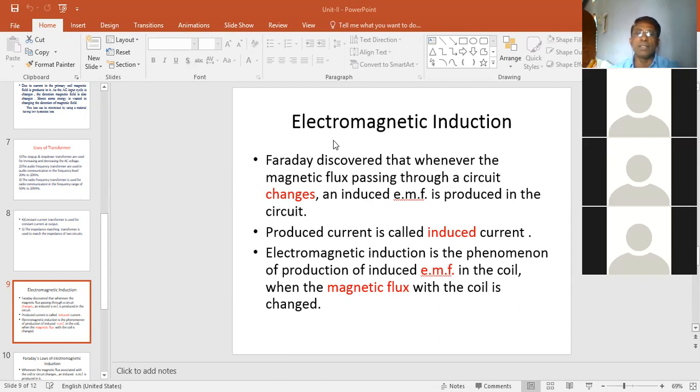And therefore you can define electromagnetic induction, that process or phenomenon. Electromagnetic induction is the phenomenon of production of EMF in the coil when the magnetic flux changes. So you can say that electromagnetic induction is the process, the production of induced EMF in a closed circuit whenever the magnetic flux changes. So it is called electromagnetic induction. Did everyone understand? That is the basic concept, the definition of electromagnetic induction. Okay.